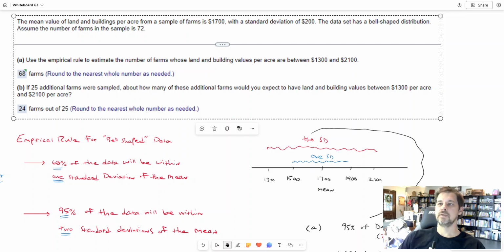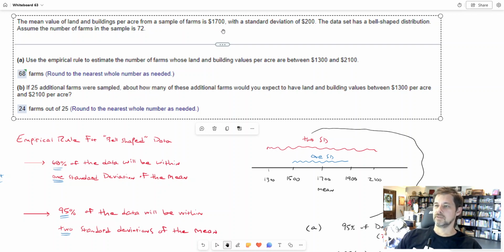Well, greetings everybody. Here is a question from MyMathLab about the empirical rule, and it goes like this. So we have a sample of farms, and our sample consists of the value of the land and buildings on the farm. Roughly, that's basically what's going on. So we know that the mean value of the farms is $1,700.